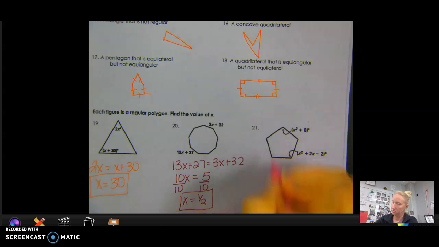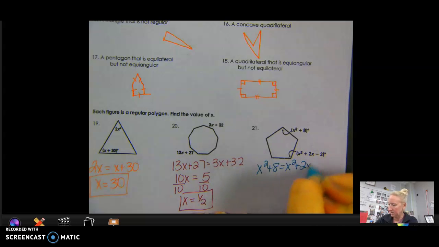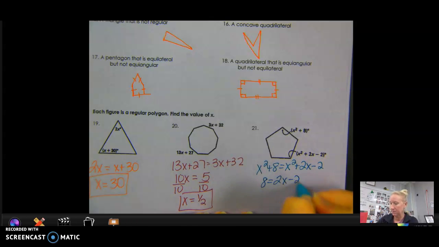And then 21, again, those two things are equal. x squared plus 8 equals x squared plus 2x minus 2. I'm going to subtract x squared on both sides, which actually gets rid of it. So I get 8 equals 2x minus 2. I'm going to add 2. So I get 10 equals 2x. Divide by 2, and x equals 5.